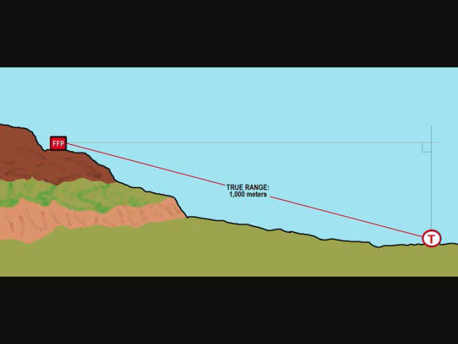And when you're at your firing position, you're going to range your target, and you're going to get what is called a true range, which is the actual straight line physical distance between you and your target. The other range we need to consider is the actual horizontal range. And that is the horizontal distance between you and your target, not counting the vertical distance.